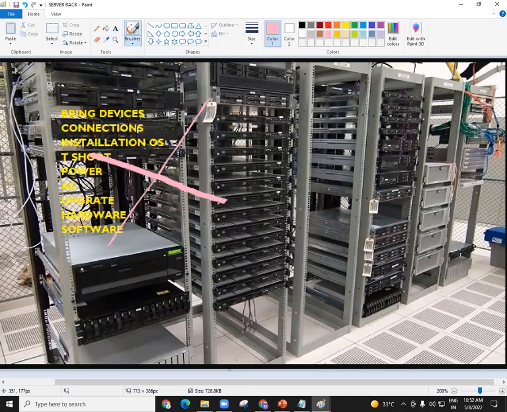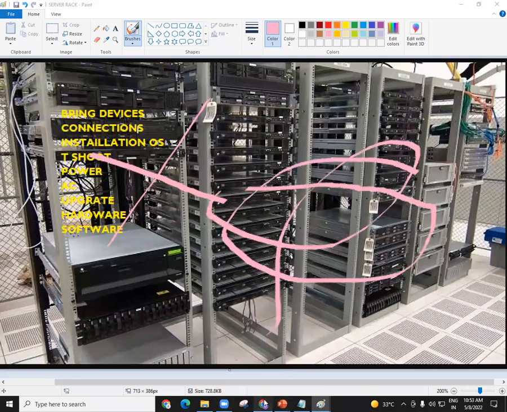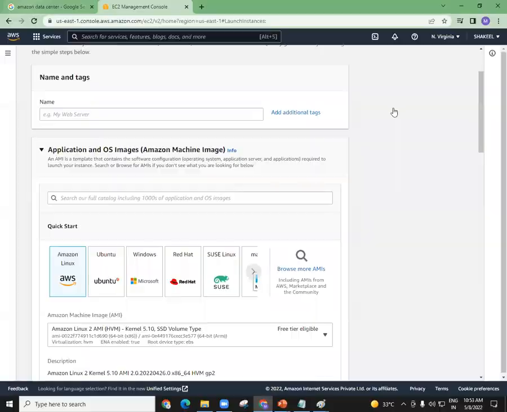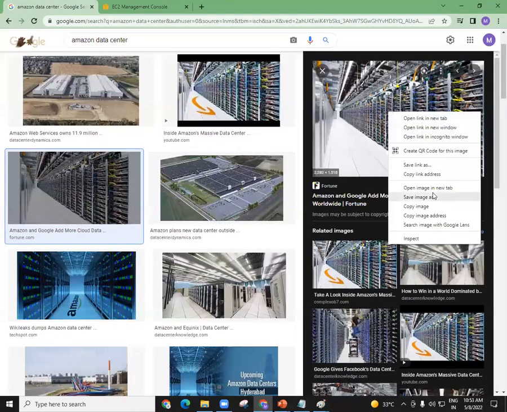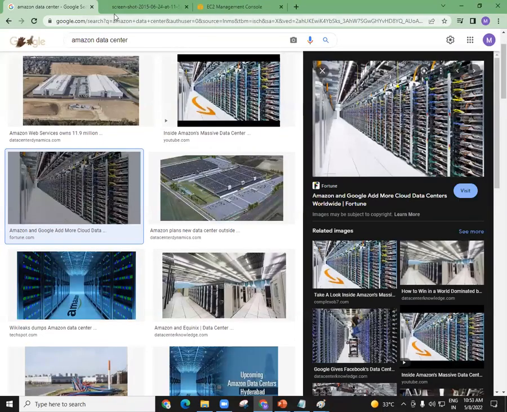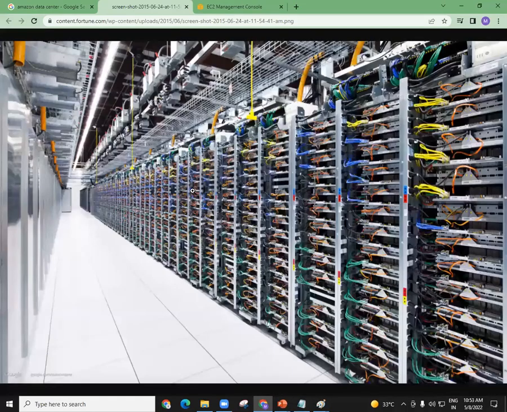We are not worried about bringing devices, connections, installation, troubleshooting, power, AC, upgrading. These are not under our control now. These are the things that are under the control of the cloud provider. We just use their data center. Instead of maintaining this data center at our location, we just use the data centers that we have in Amazon or Google or Microsoft or whichever company, and we will run our applications. This is what cloud computing is all about.